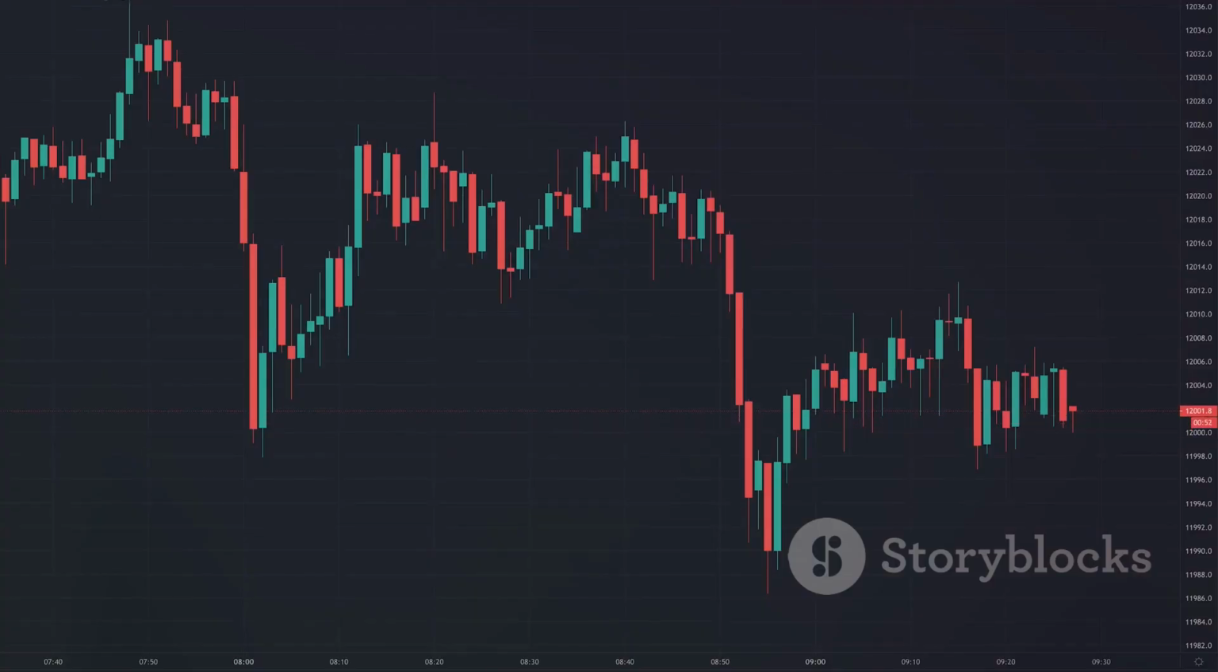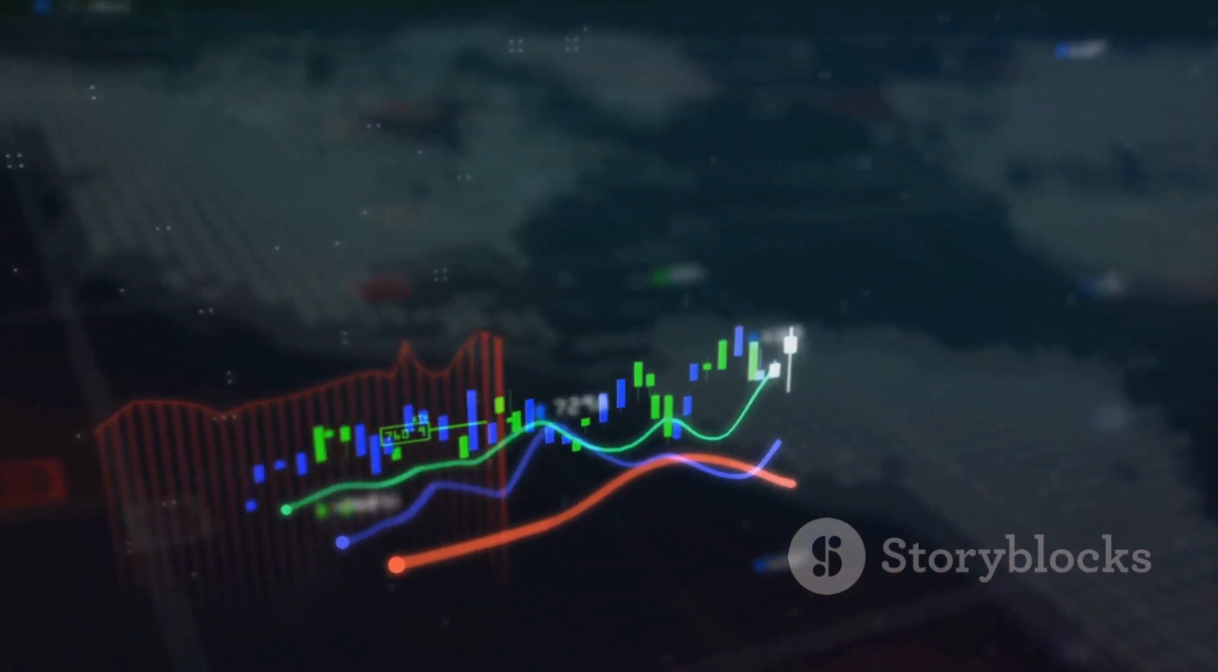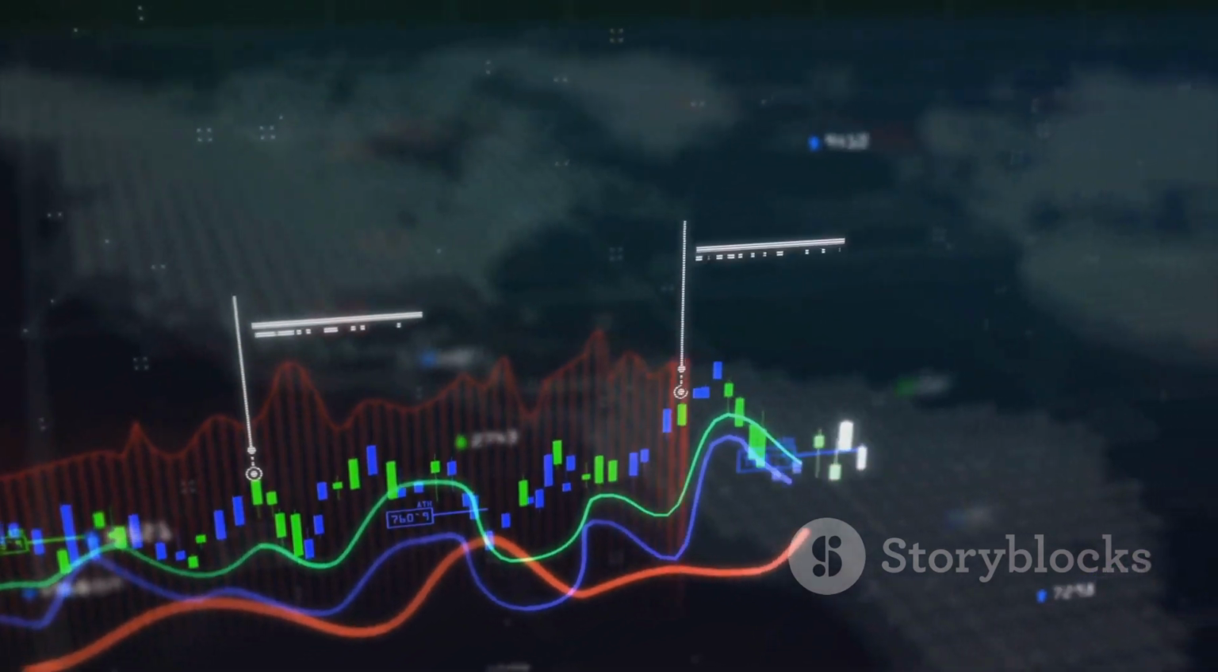The upper shadow is the vertical line above the body, extending from the top of the body to the high of the session, while the lower shadow is the vertical line below the body, extending from the bottom of the body to the low of the session.